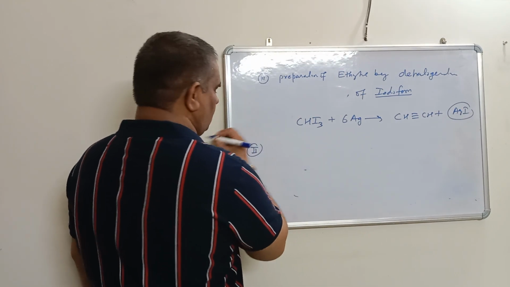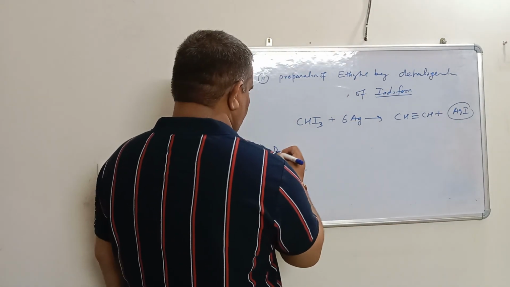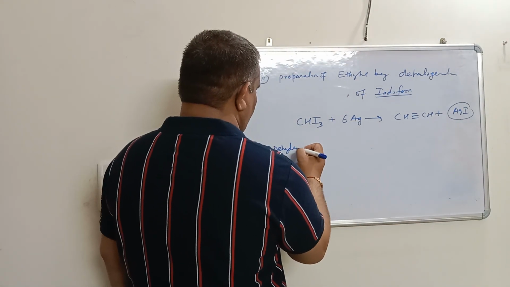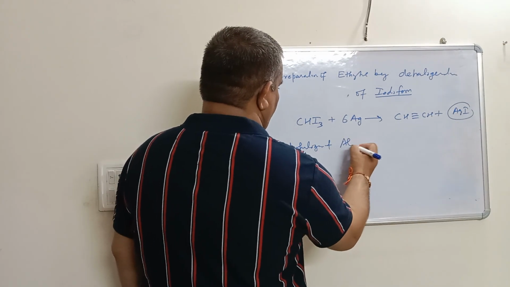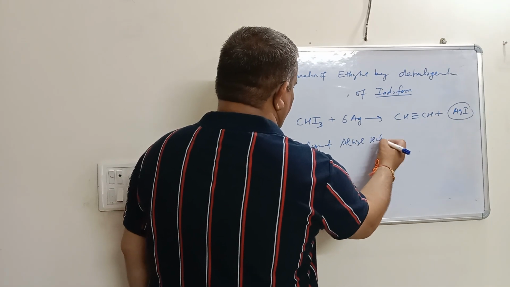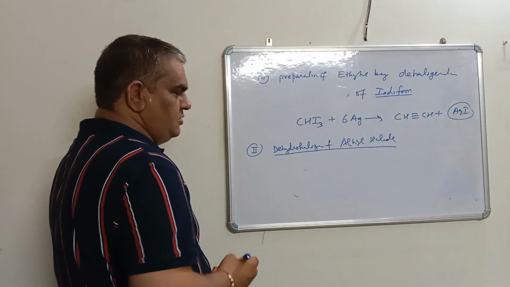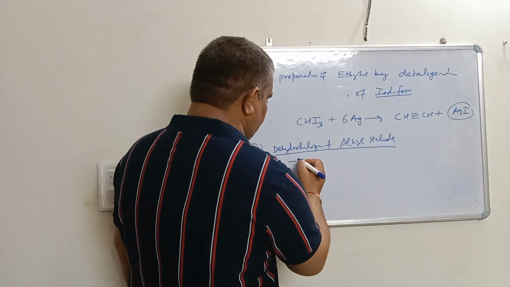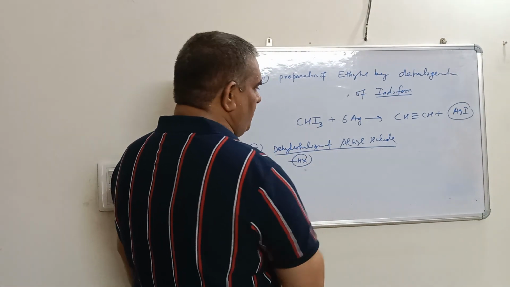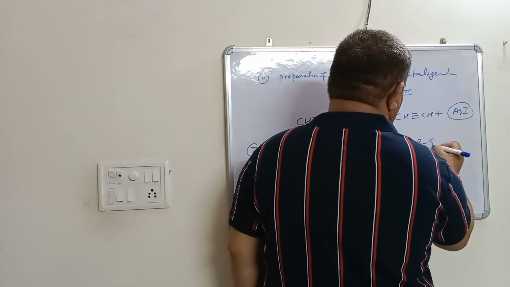Next, the second type of method of preparation is from dehydrohalogenation of alkyl halides. Dehydrohalogenation means the removal of HX, minus HX, and the important reaction is beta elimination.